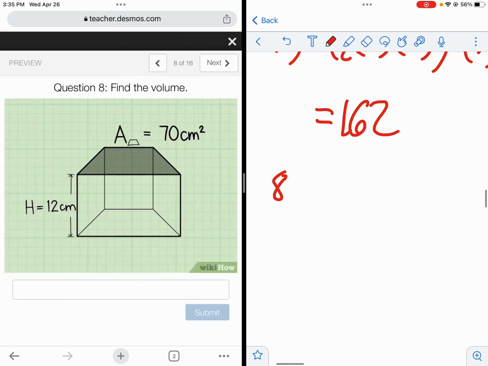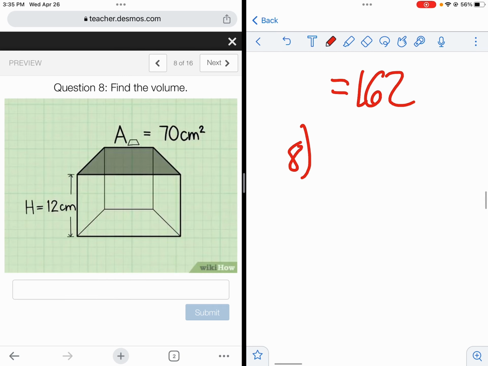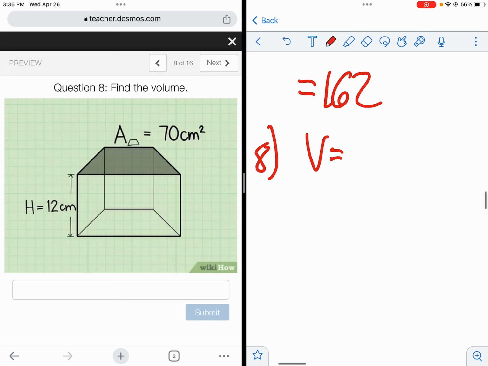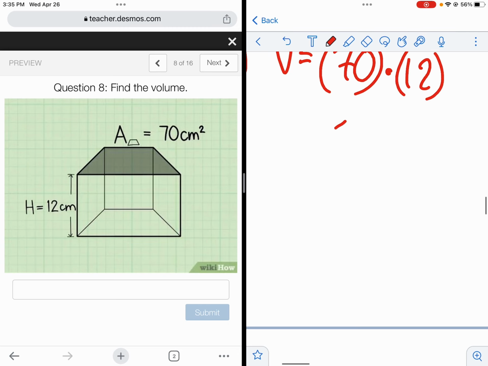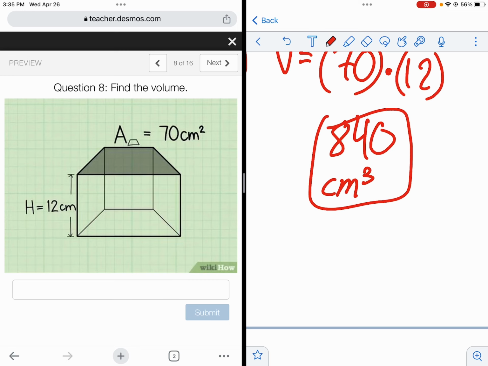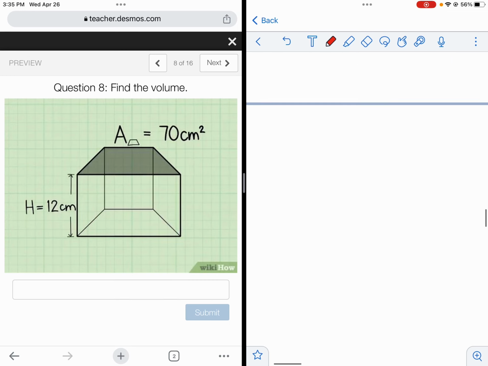Number 8, it says the area of my trapezoid is 70. So if I want a volume, I got to do area of the base, which is the trapezoid. So I just have 70 as my area of the base. They gave it to me. Times the distance between them is 12. So 70 times 12 is all I got to do for this one. 70 times 12 gives me 840. That'd be centimeters cubed.